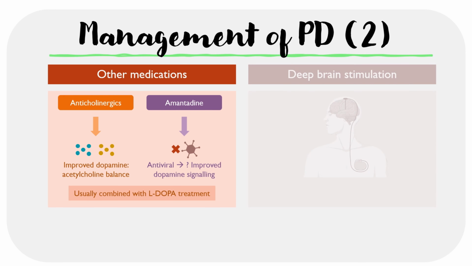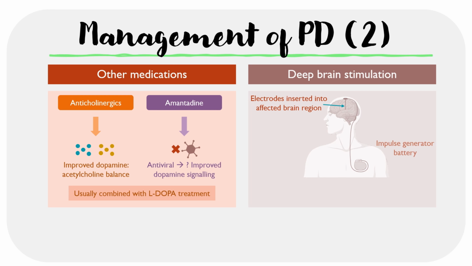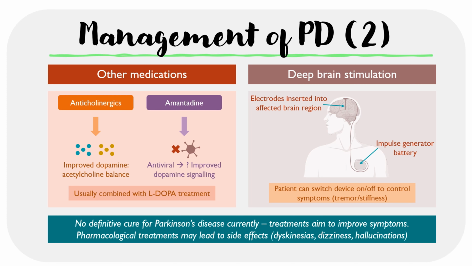Finally, in some patients, deep brain stimulation may be offered, and this is basically a procedure which involves the insertion of electrodes into the affected brain region with an impulse generator battery inserted into the chest. And this device can be switched on or off by the patient to help to control some of the symptoms, including tremors or rigidity. It's important to note that there's no definitive cure for Parkinson's disease currently, and the treatments are mainly focused on trying to improve the symptoms as opposed to stopping the neurodegeneration over time.